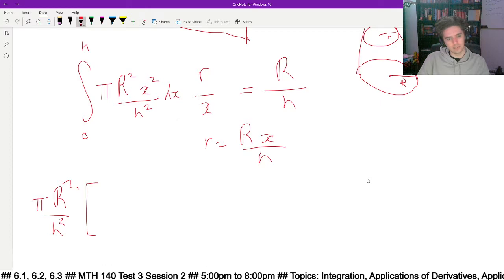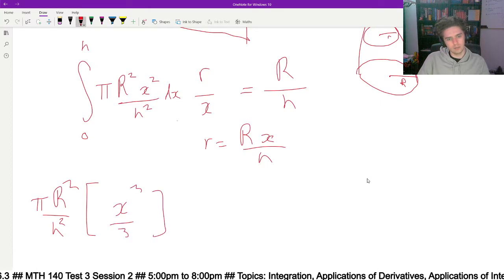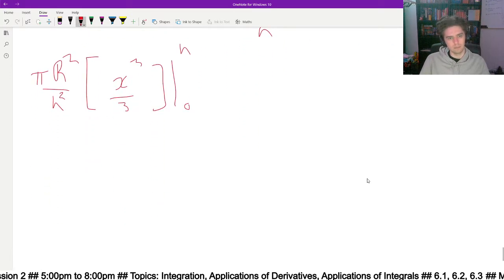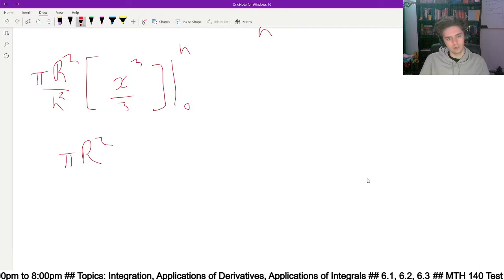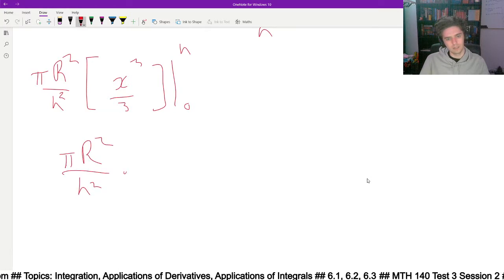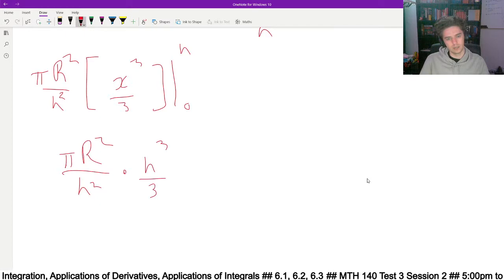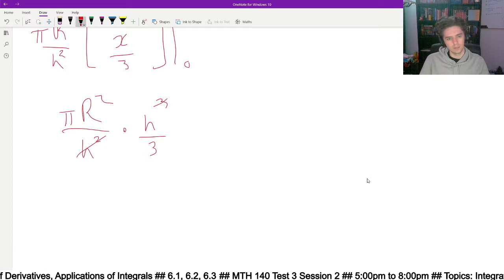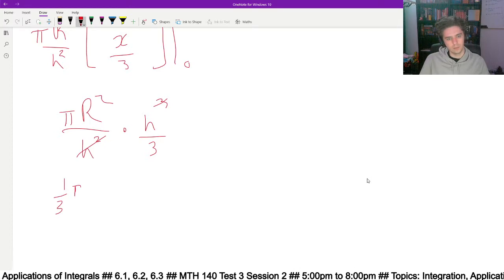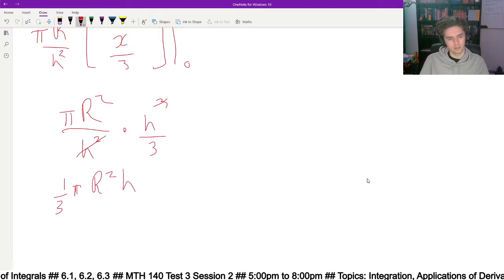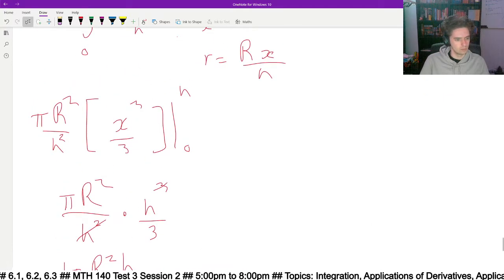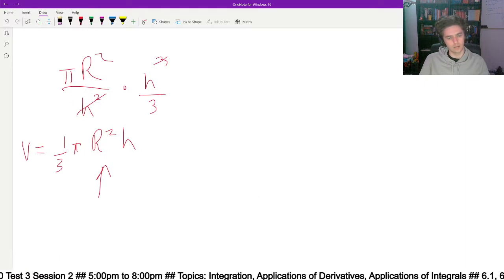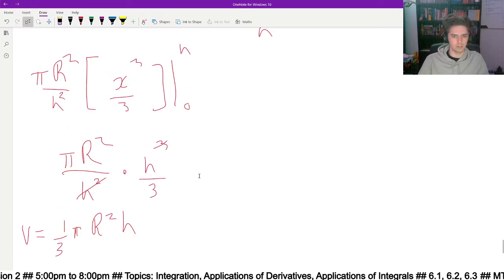So x squared dx is going to be x cubed over 3 evaluated from 0 to h. So 0 is nothing, right? So it's going to be pi R squared over h squared times h cubed over 3. These cancel. So it's 1 over 3 pi R squared h, which is the formula for the volume of a cone, where R is the radius of the base, right? 1 over 3 pi r squared h.